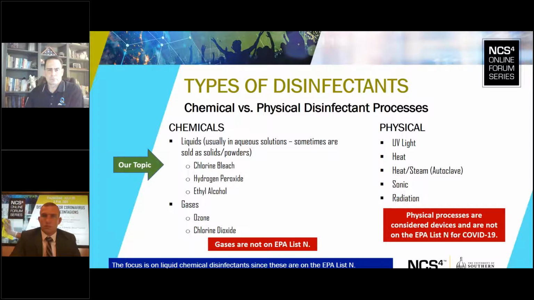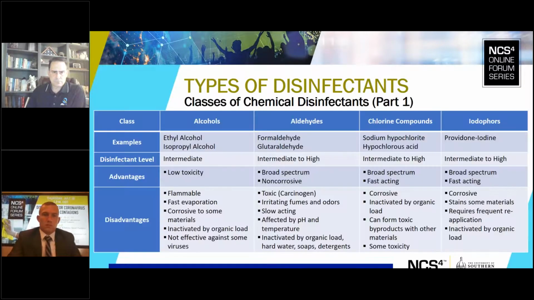So we're not going to really be covering that today. Instead, we're going to be looking at chemical processes. And in that case, there are two basic types of chemicals: liquids and gases. Gases also are not on the EPA List N, and we're not going to be covering that today. Liquids are usually an aqueous solution, in other words, a solution containing water, used for inanimate surfaces. Sometimes they're sold as powders, which are solids that are dissolved in water, but they're normally aqueous solutions. Some examples are chlorine bleach, hydrogen peroxide, ethyl alcohol, and so forth. I'll be getting into that in more detail in these next two slides.